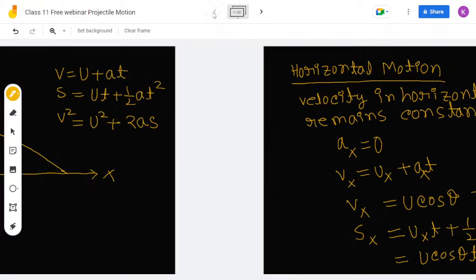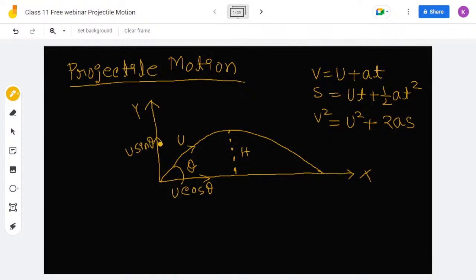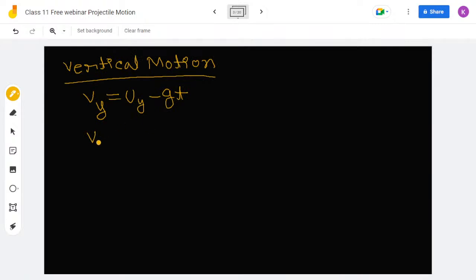Again, when we are looking at vertical motion, the component that we need is the vertical component or y component of the velocity, and it is u sin theta. So we get vy equal to the y component of u, which is u sin theta, minus gt. Let's take this equation as equation number 3.